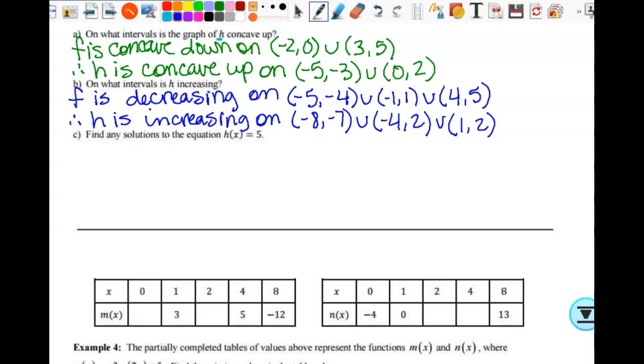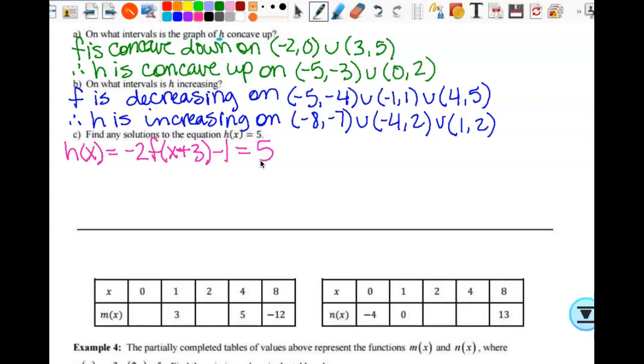Now we have another one of these. Find any solutions to the equation h of x equals 5. So let's do that. H of x is equal to -2 times f of x minus 3. No, I'm sorry, x plus 3. Plus 3, and then minus 1. So I want to know, when does that equal 5?